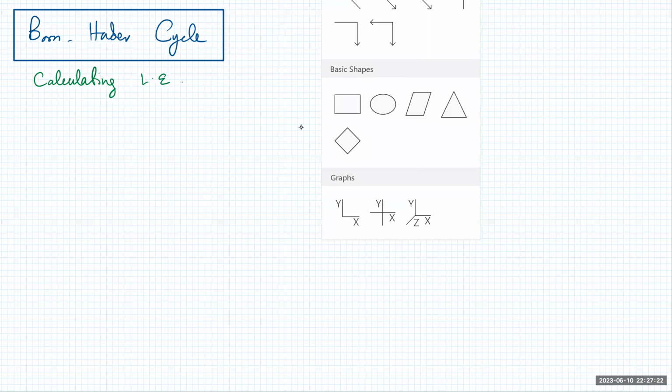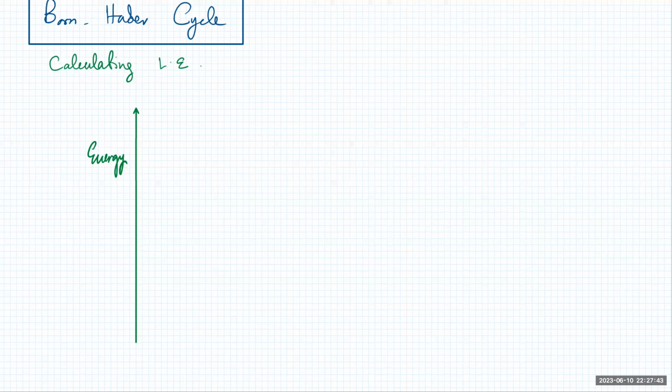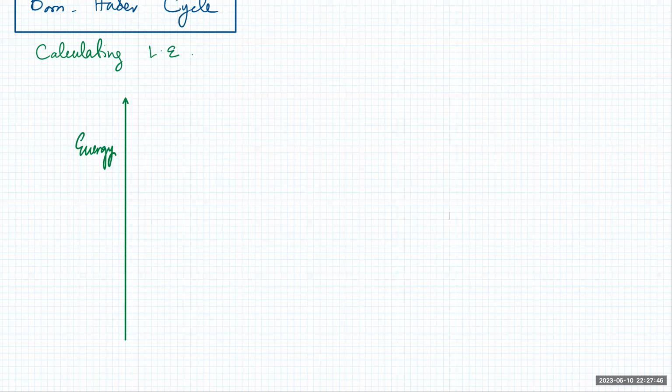Usually you've got an energy axis, and endothermic goes up, exothermic goes down. Now you're going to have different values, for example, let's say aluminum oxide.